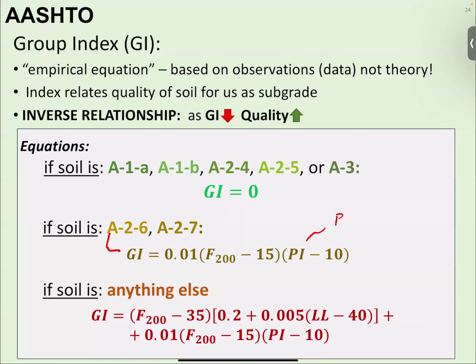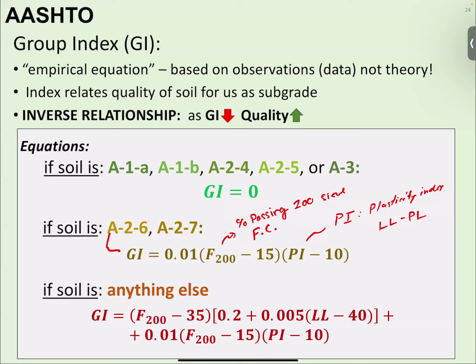PI means the plasticity index, which is the liquid limit minus the plastic limit. And this F200 is the percent passing the 200 sieve. Sometimes this is shown as FC, or fines content. So that's just what that means, F subscript 200. This is taken from the AASHTO manual, so that's why I use the same notation there.